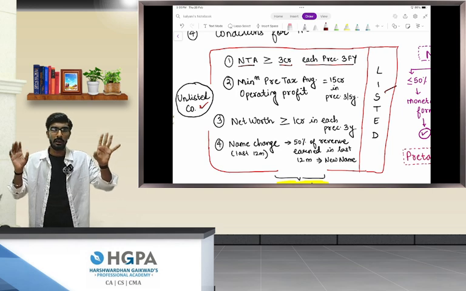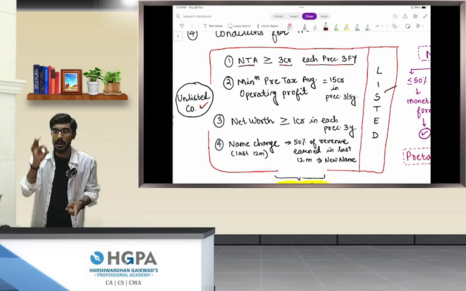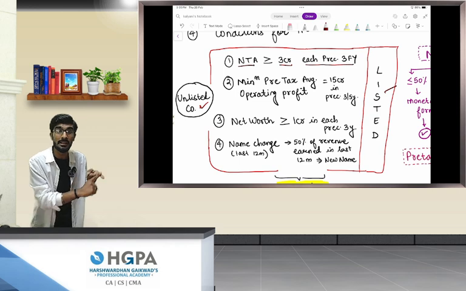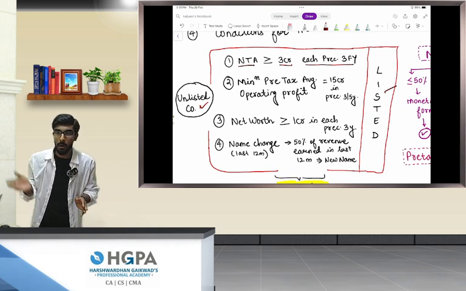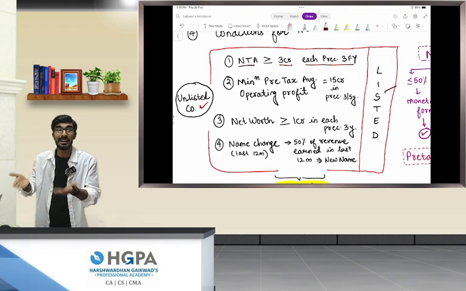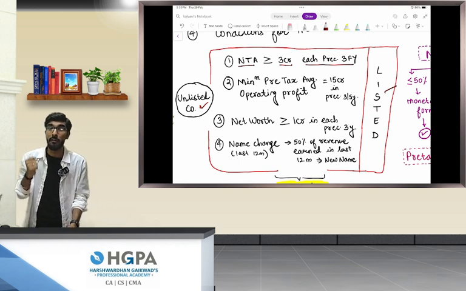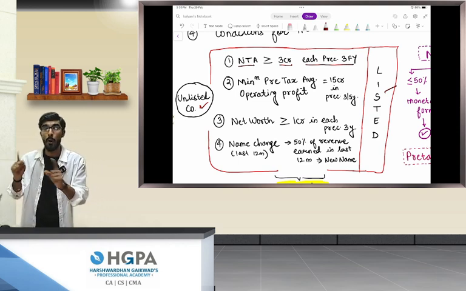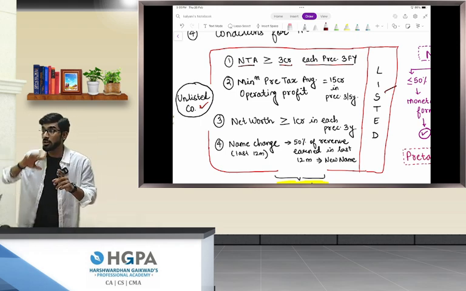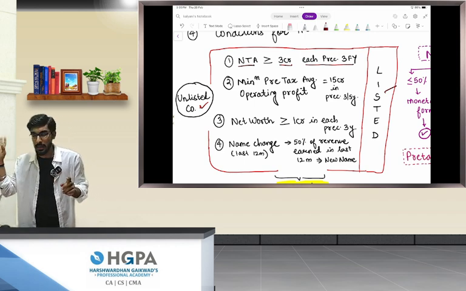So these are the four conditions. Again, quickly, for the last time we will revise. Number one is, net tangible assets should be at least 3 crores in the preceding 3 financial years. Among those net tangible assets, not more than 50% should be held in monetary form. If more than 50% is held in monetary form, you have to give a firm commitment to SEBI regarding how you are going to utilize the money. Now this 50% criteria is not applicable when shares are issued through offer for sale basis.